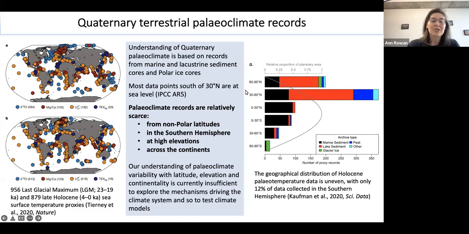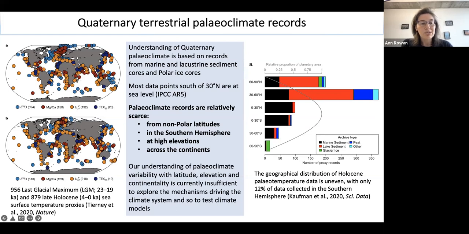To start with some big picture background, in terms of thinking about how climate has changed during the Quaternary, we have various proxy records that we use. But the majority of these come from marine or lacustrine sediment cores or from polar ice cores. As a result of this, their geographical range is limited. And this limits our ability to understand how climate has varied over space, which is difficult if we're trying to think about things like why the poles or high elevations are warming more rapidly than the global mean.